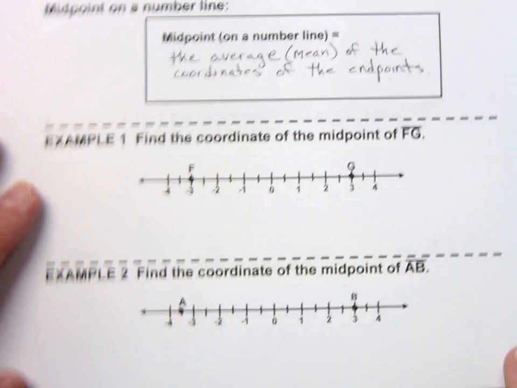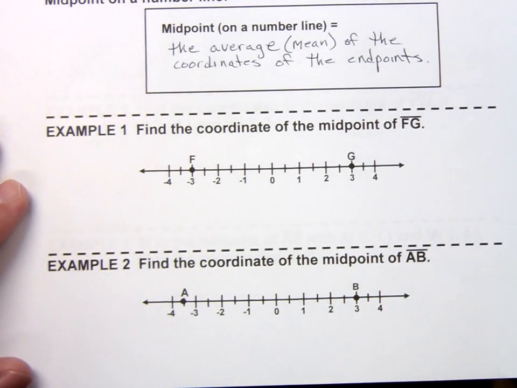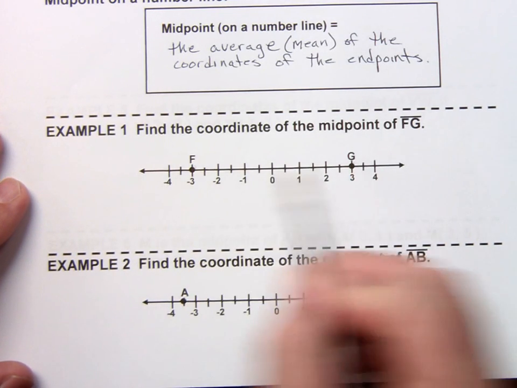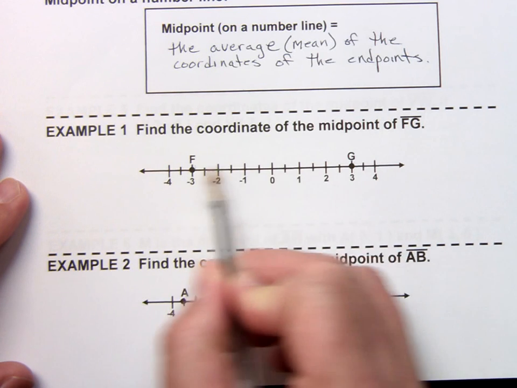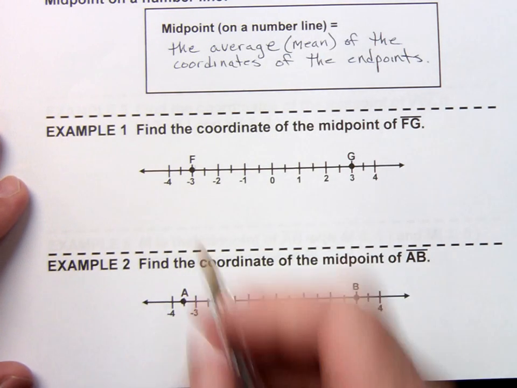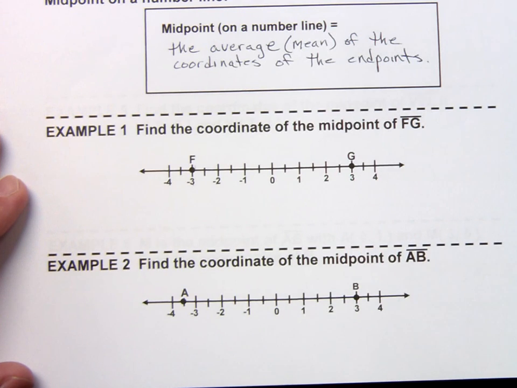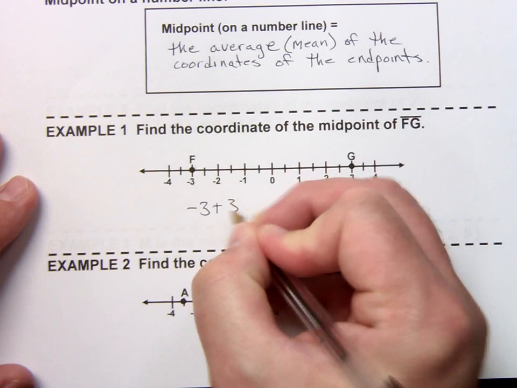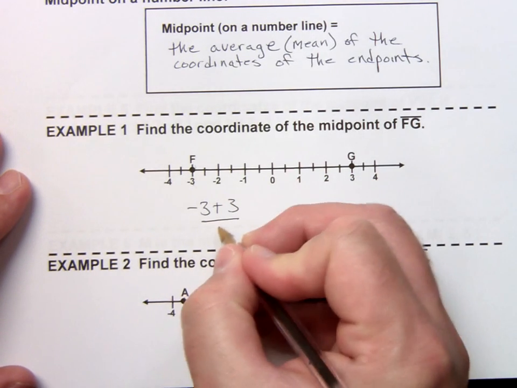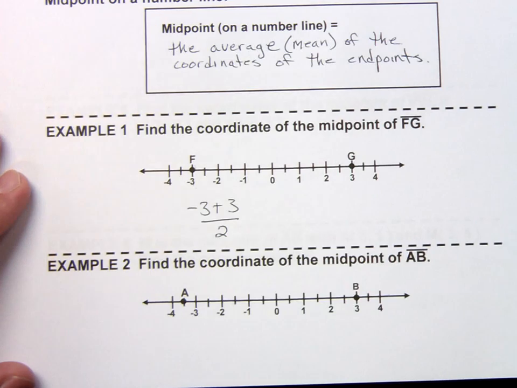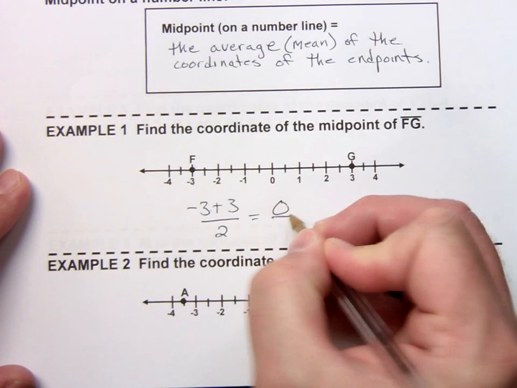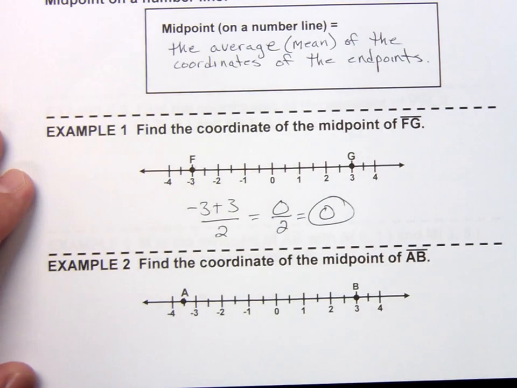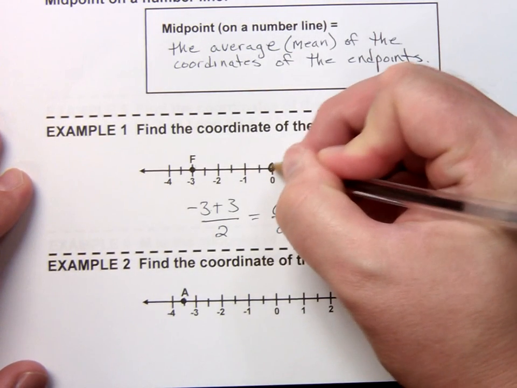So let's come down to example 1. It says find the coordinate of the midpoint of line segment FG. So here's F, here's G. So here's our line segment FG. We want to find the midpoint. Well, all I need to do is take the coordinates of the two endpoints and average them together. So I'm going to add -3 and 3 together. And since I'm adding two numbers, I would divide by 2. Well, -3 plus 3 is 0, and 0 divided by 2 is 0. So I know the midpoint would be at the point 0. Here's where the midpoint would be.